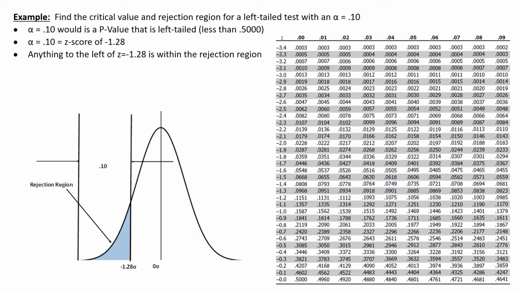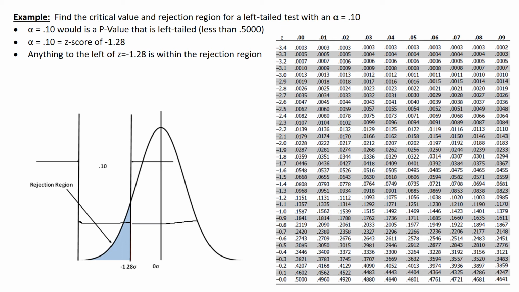Now let's look at this one here. Find the critical value and rejection region for a left-tailed test with alpha 0.01. Okay, alpha 0.01 is 10% of the curve, left-tailed, so here's 10% under the curve right here, which means the other 90% or 0.9 is right here. And when I look at 0.10, we're doing the reverse here. We're going to find the z-score.